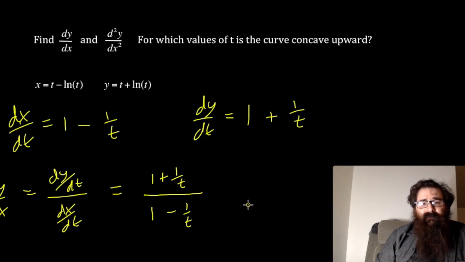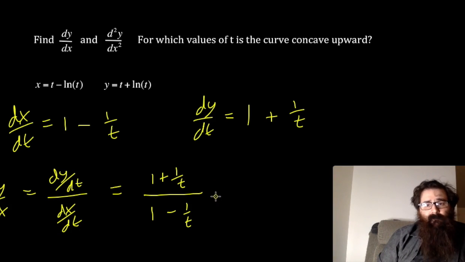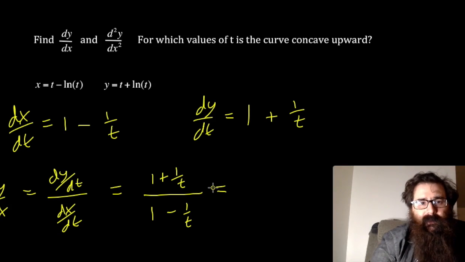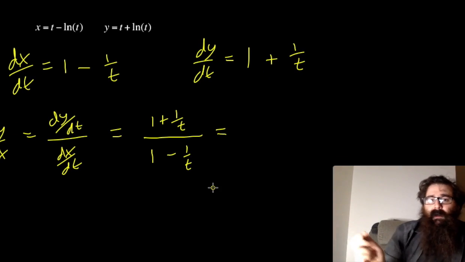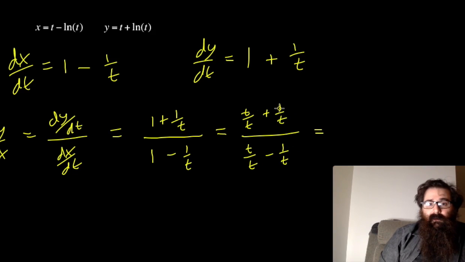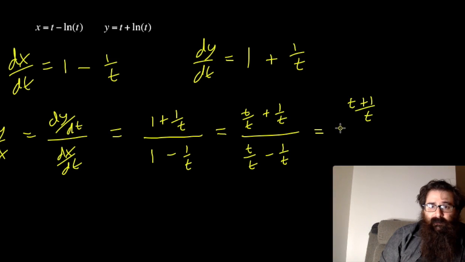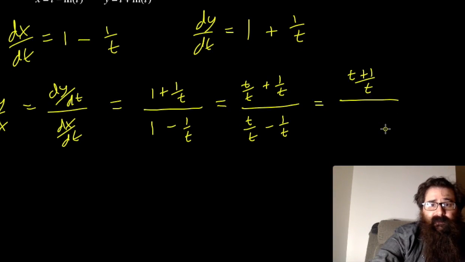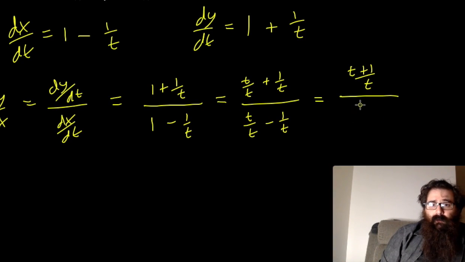And I maybe wouldn't want to leave it quite like this. We could get a common denominator. We could also just work with multiplying by a clever form of the number 1. Let me actually get a common denominator here. I think it's going to be helpful later on. So if I get a common denominator, I would have t/t plus 1/t divided by t/t minus 1/t. And this is going to give me, in the numerator, I can write this as one fraction, t plus 1 all over t, divided by, in the denominator, t minus 1 all over t.